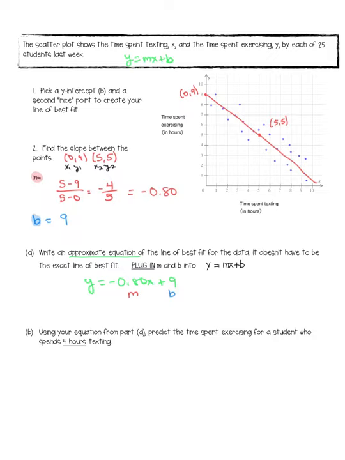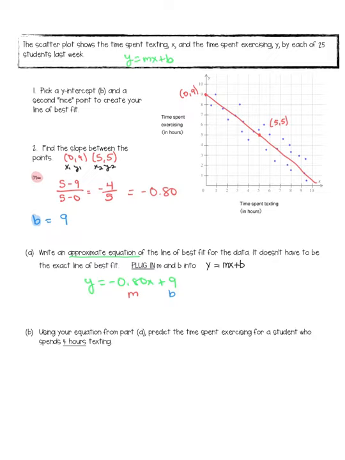Your slope may be flatter and you may use 8.5 as your y-intercept. That's okay. We're all going to be a little different, but that's fine. The important thing is your line of best fit makes sense and your slope makes sense. This is a negative line. There is a negative correlation with these data points, so your slope needs to be negative.